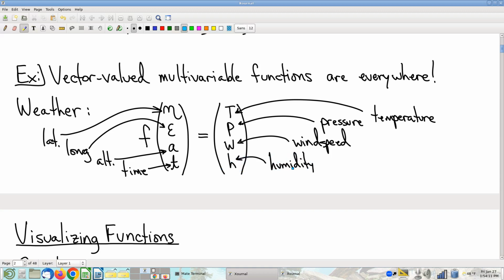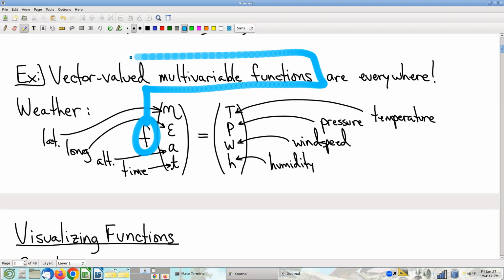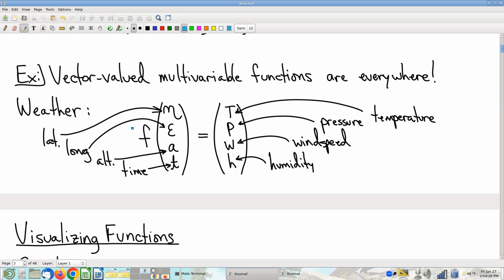And so as it turns out, check it out, just talking about the weather, you are describing a vector-valued multivariable function. And I think if you sit down and think about it, you can probably come up with all sorts of examples, ranging from the day-to-day common to more sophisticated, more abstract things.